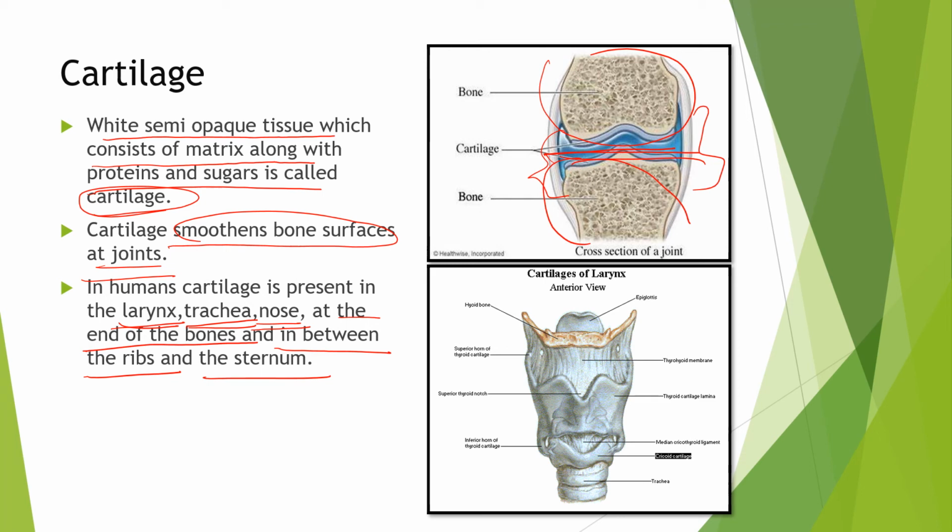As the cartilage is not present there, two bony surfaces come together and the bone starts degenerating. Then that pain starts. So cartilage is very important to smoothen the bone surfaces at the joints. I have already told you it is present in the larynx, trachea, nose, as well as the ends of the bones and in between the ribs and the sternum. So let us move on to the next one.